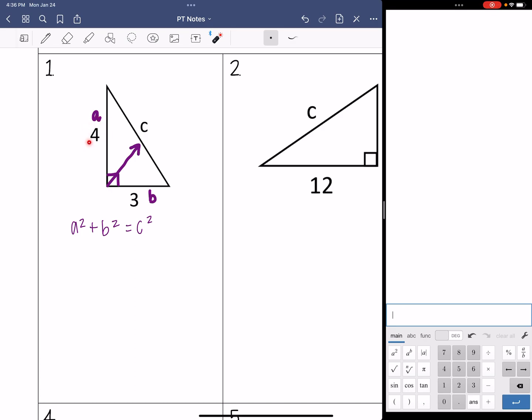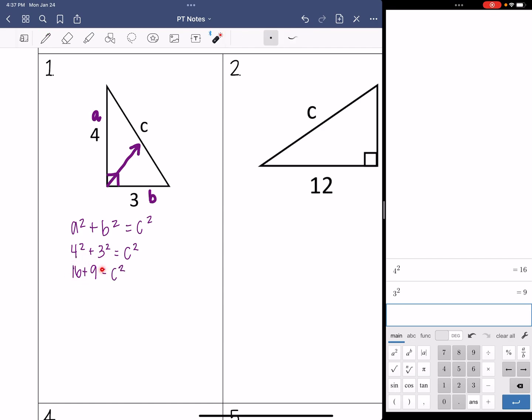Now what I'm going to do is take these values I have for A and B, and substitute them into the formula. So for A, we have 4 squared, plus B squared, we have 3 squared, and this equals C squared. So now we have to simplify our exponents. You can go ahead and get your TI-Nspire out for this. I'm going to go ahead and use the Desmos Calculator, which you can also find in Schoology. So 4 squared is 16, plus 3 squared, which is 9, and this equals C squared.